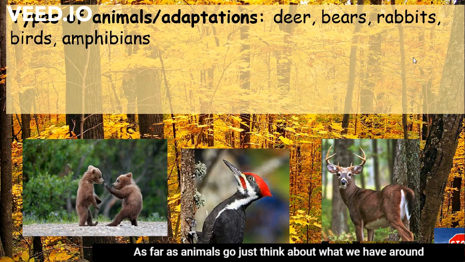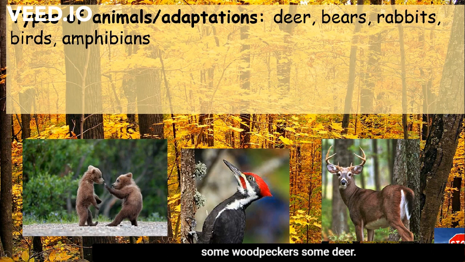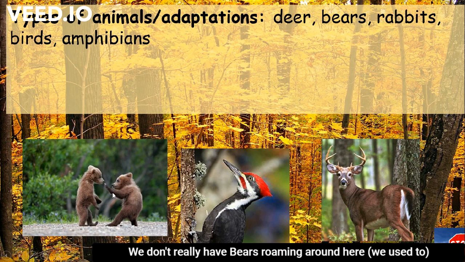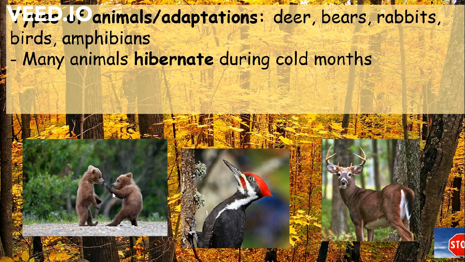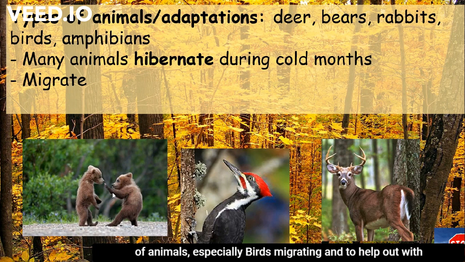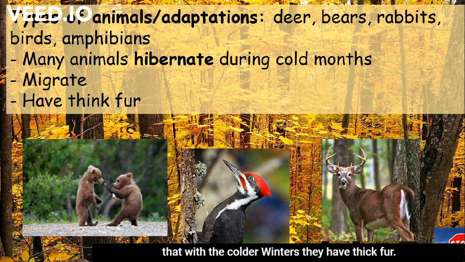As far as animals go, just think about what we have around here, what you've seen in your own backyard. You have bird feeders. You may see some woodpeckers, some deer. We don't really have bears roaming around here, but we have a lot of rabbits. We have birds and amphibians. The animals in our area hibernate during cold months. We have a lot of animals, especially birds, migrating. And to help out with the colder winters, they have thick fur.